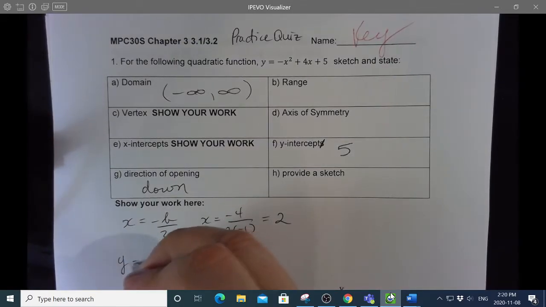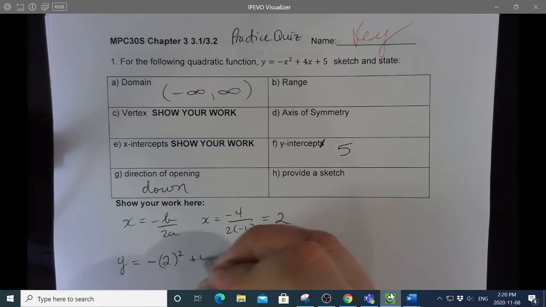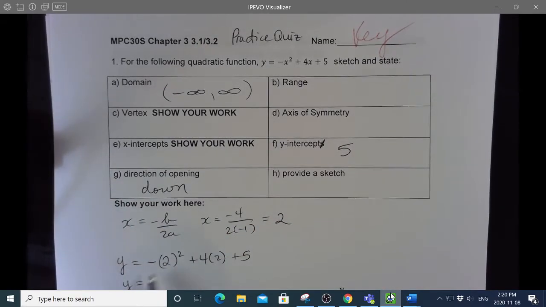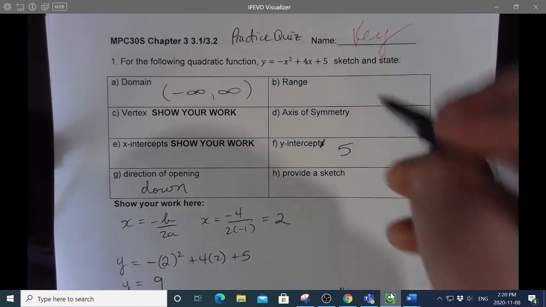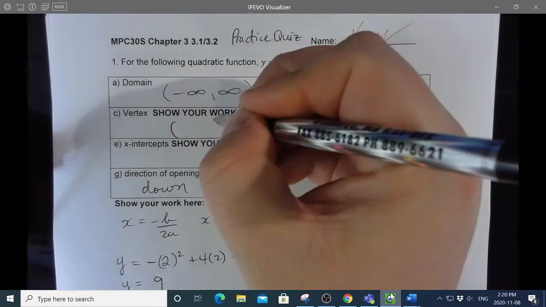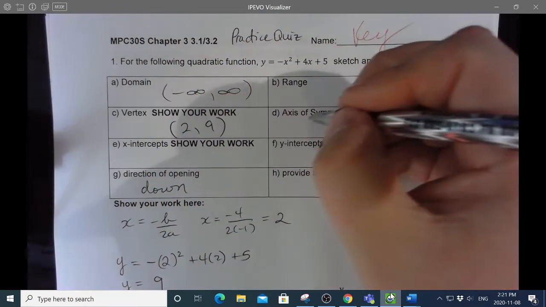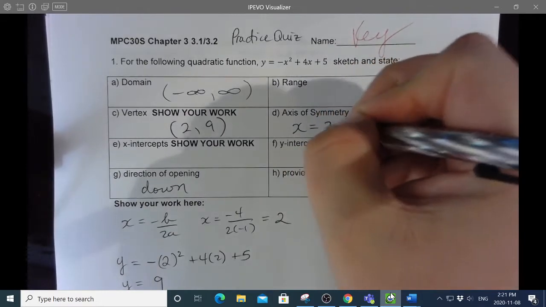The y coordinate of the vertex is, well, let's plug 2 into the formula. And that would be the negative of 2 squared, which is -4. -4 plus 8 is 4. 4 plus 5 is 9. So that means that my vertex is 2, 9. My axis of symmetry, therefore, is x equals 2.